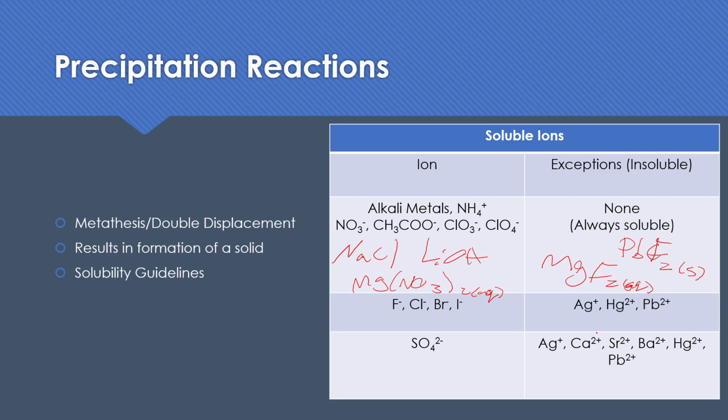Sulfate, same thing, although it's got a couple more exceptions. So, for instance, if you had magnesium sulfate, that would be soluble. But calcium sulfate is solid. So basically, if it is not one of the exceptions, then it's soluble.